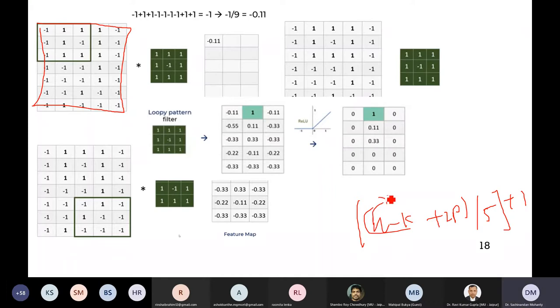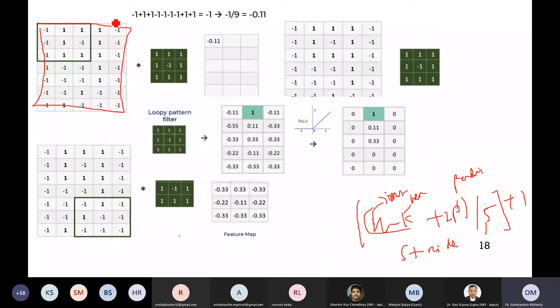This is called the input volume. And K is called the kernel size. And P is called the padding. I'll tell you what padding is. And S is called the stride. So by providing this information, you will get the kernel size.